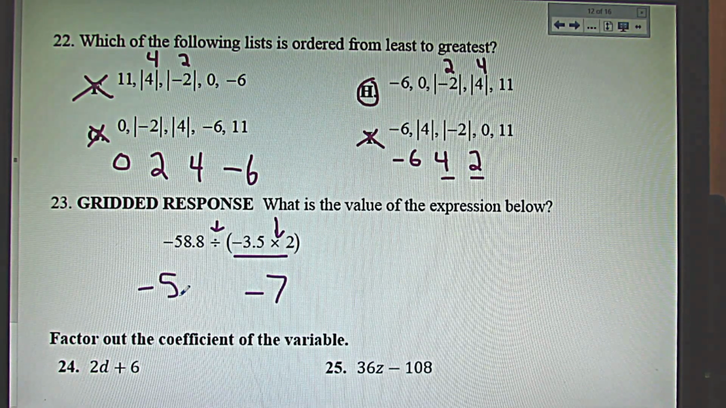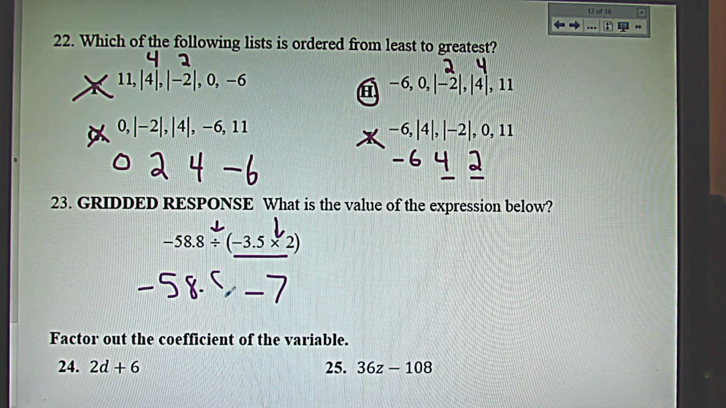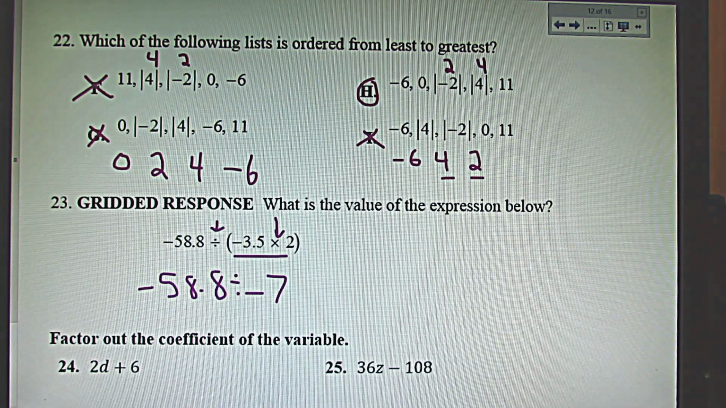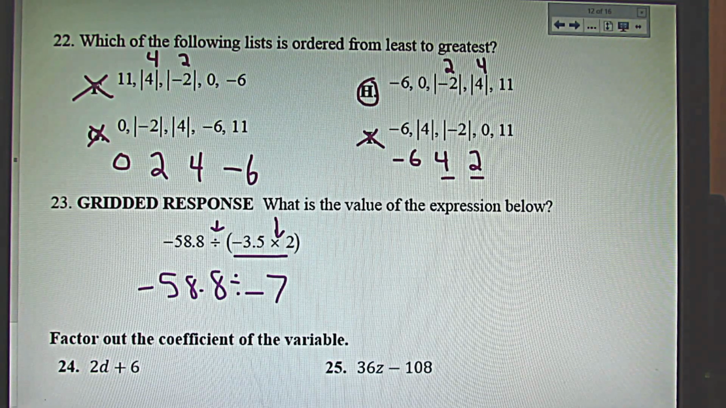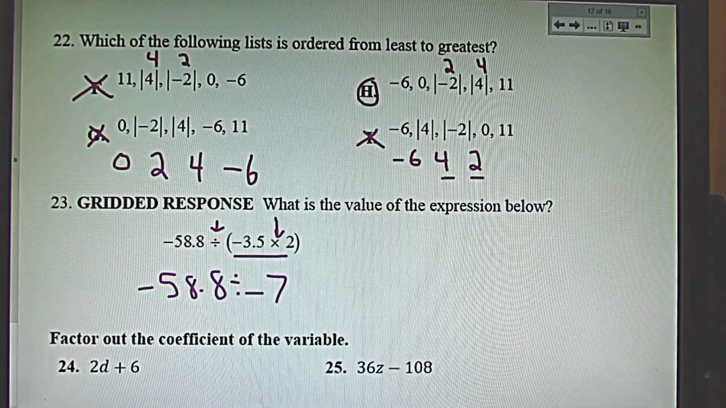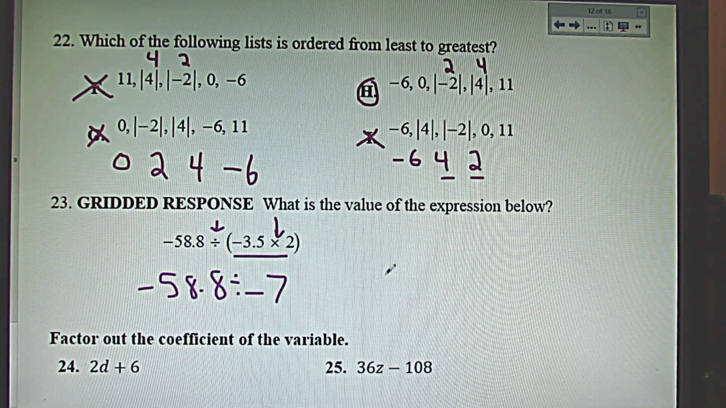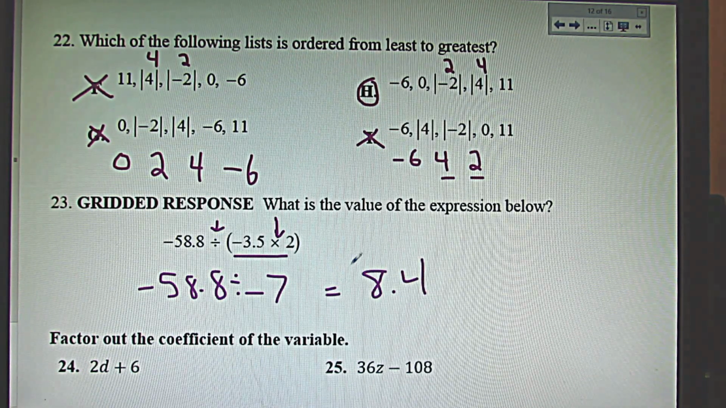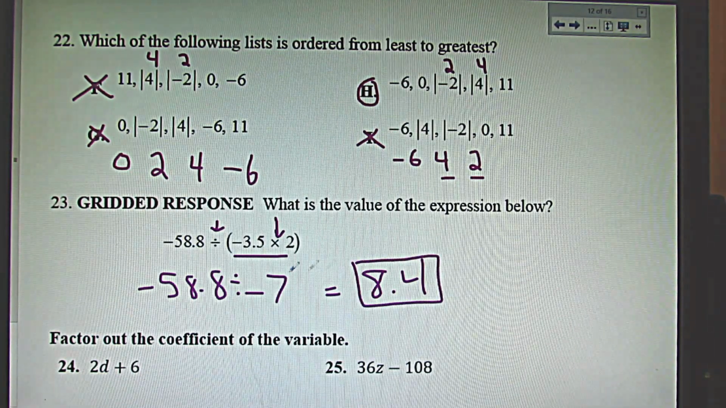58.8 divided by negative 7. You getting your calculator? You doing it? That'd be a positive 8 and 4/10. Sorry for my sloppy handwriting.